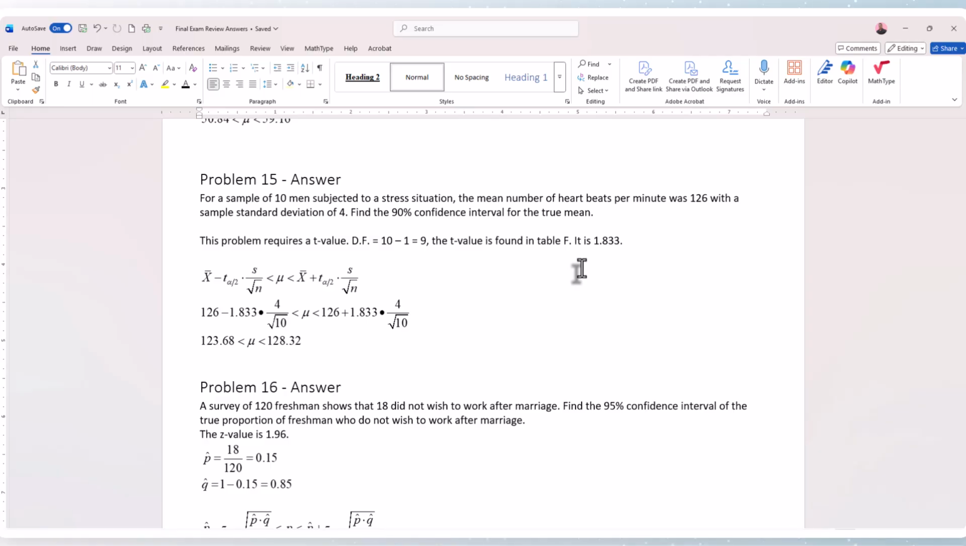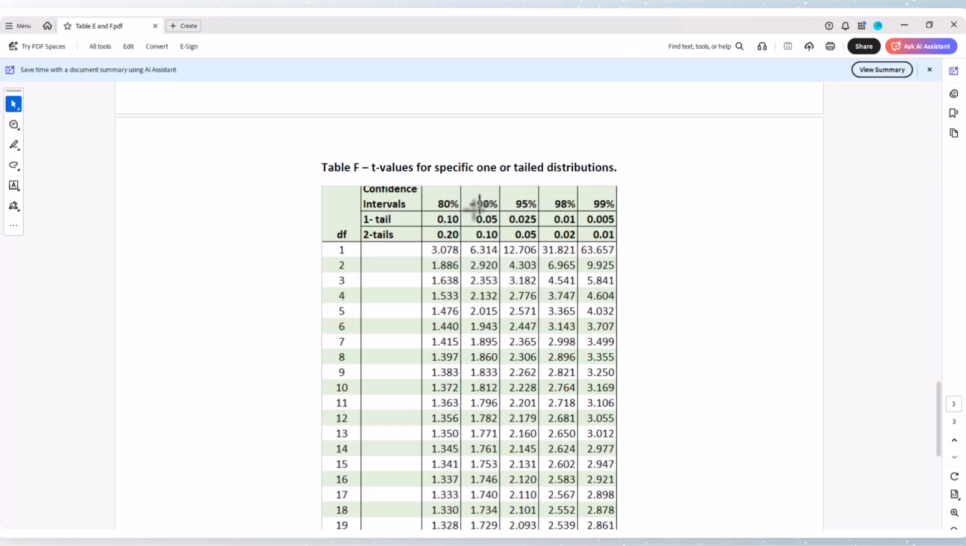per minute was 126 with a sample standard deviation of 4. Find the 90% confidence interval for the true mean. Now, since we're given the sample standard deviation, we're working with t-values. So we're applying this formula. To find the t-value, we need degrees of freedom. 10 minus 1 is 9. We go to table F to look up the value. 90%, go down to 9: 1.833.